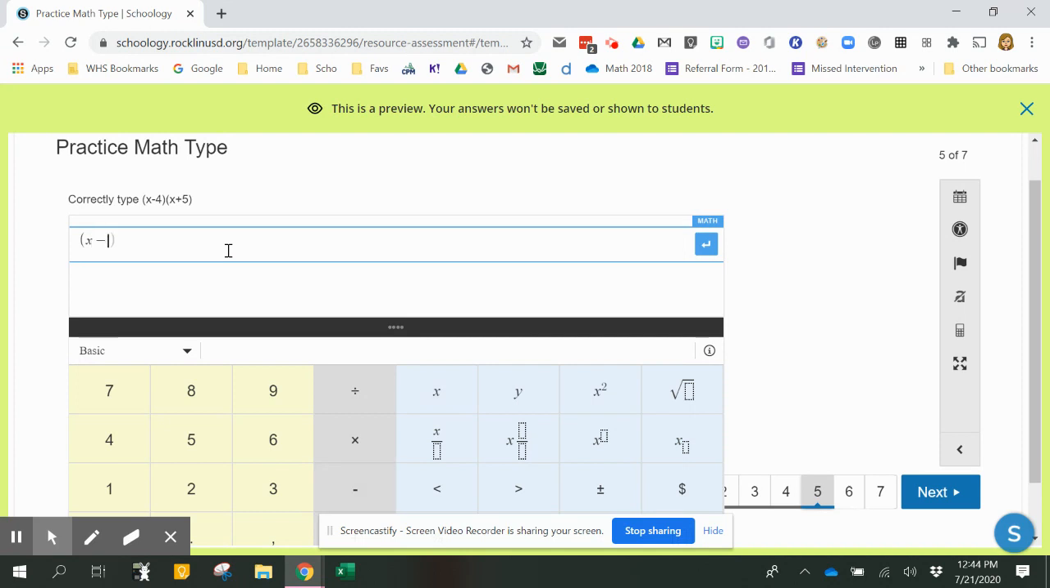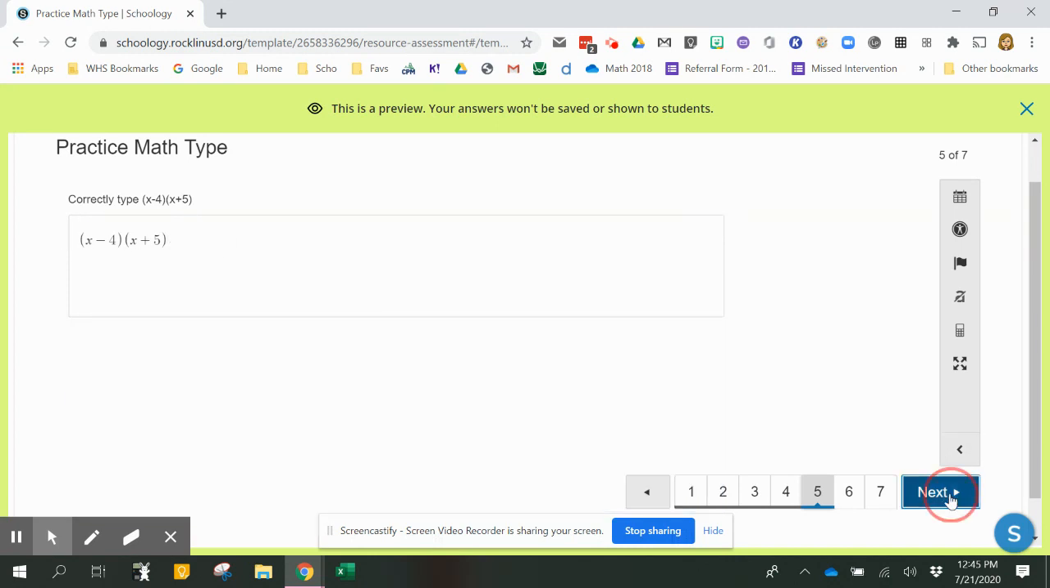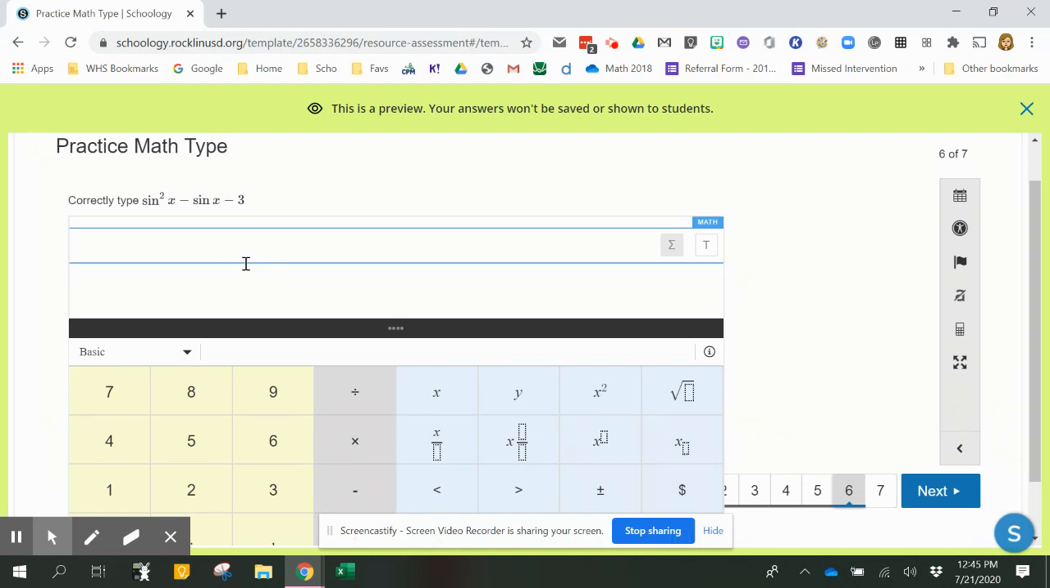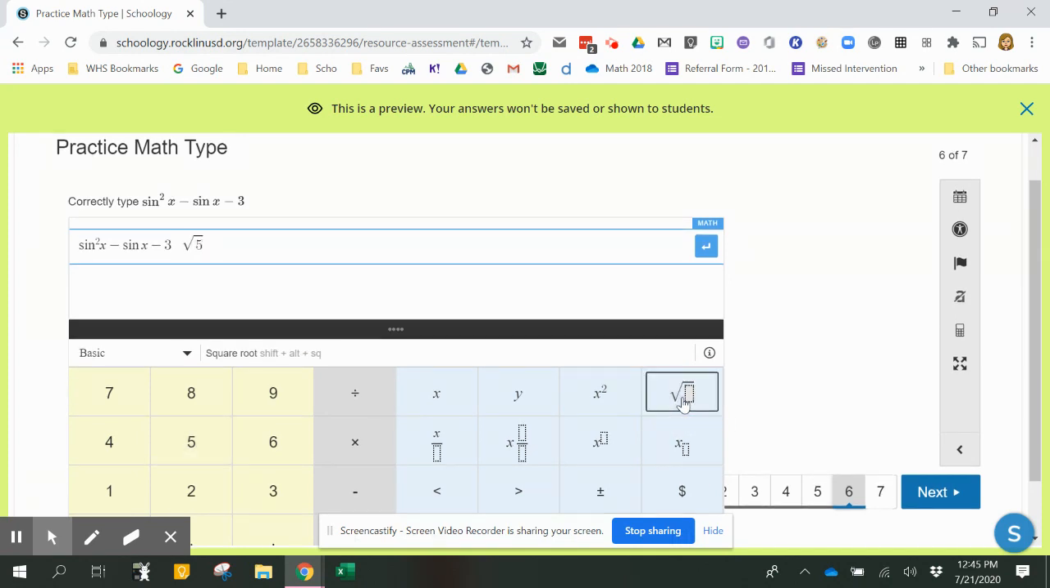Parentheses, this is just making sure you put only the parts that are supposed to be in each parentheses. So make sure you separate both factors in their own parentheses. Okay, only the sine is squared. So I type sine and then square that, and then x minus, sine x minus 3. So more exponent practice. Exponents and bases and fractions are going to be the most common things we need you to use. Here's the square root button right here. So if I needed to type root 5, that's how you would type root 5. So make sure you know where that's located.